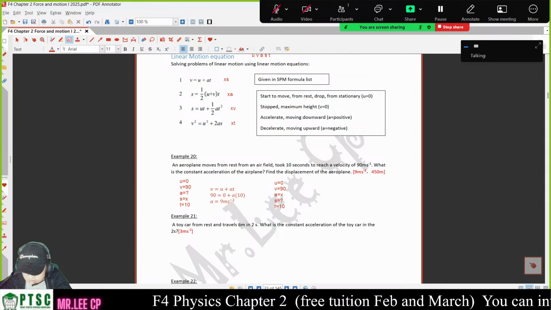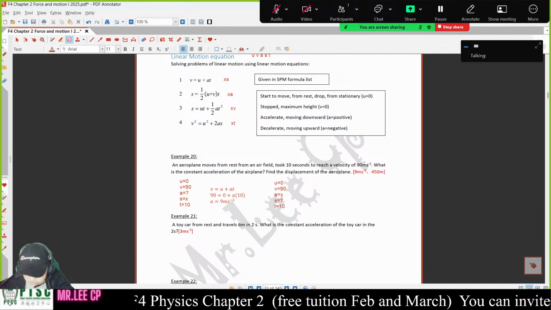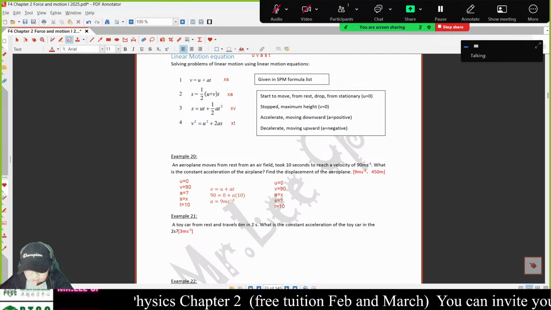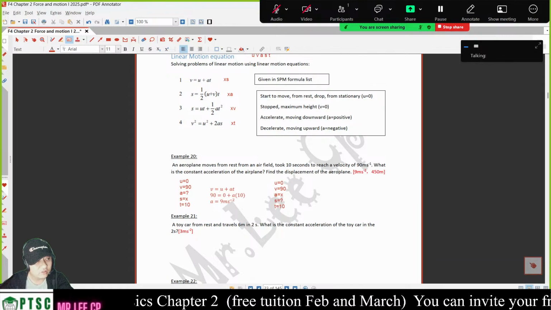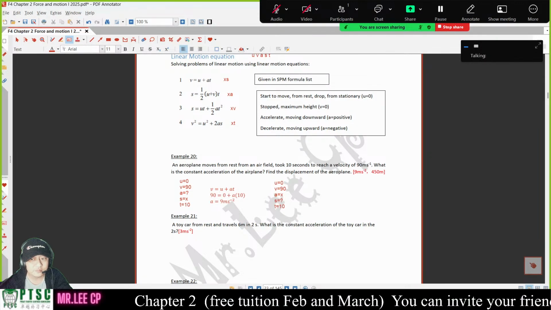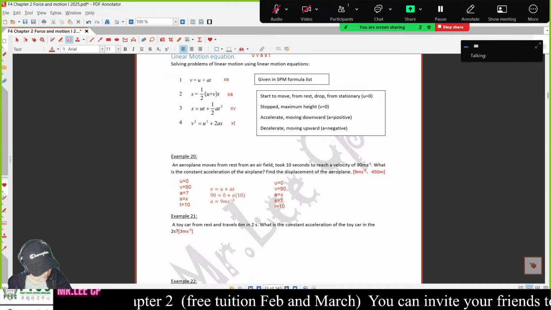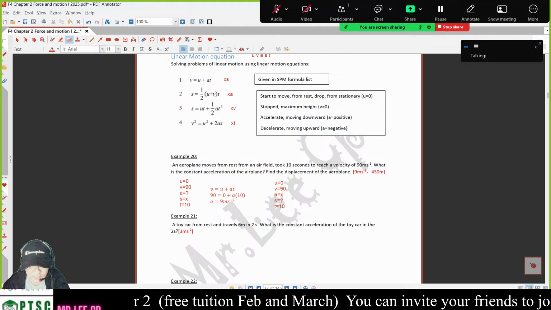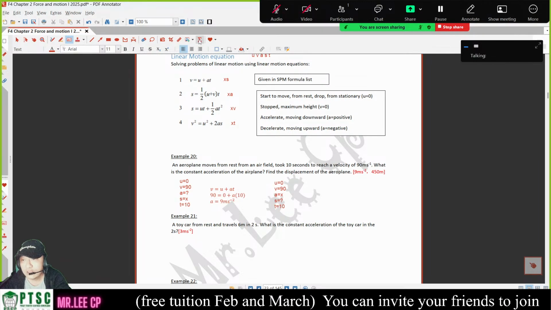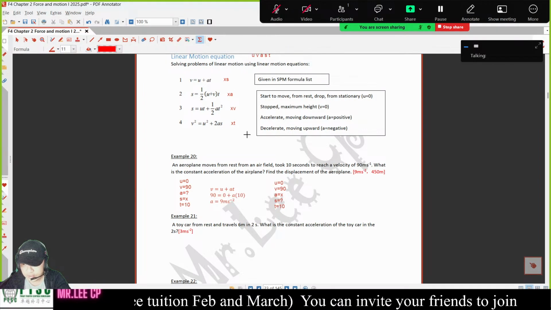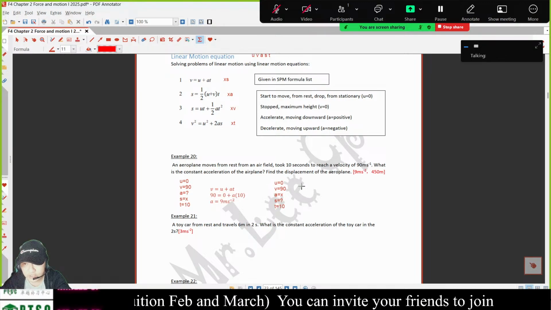Why is this one a question mark? They ask you to find the displacement. The displacement is your question mark here. S is the one that you don't have. So don't use the answer. Right? So now how to use it? Alright, so no A, I am going to use the second formula.